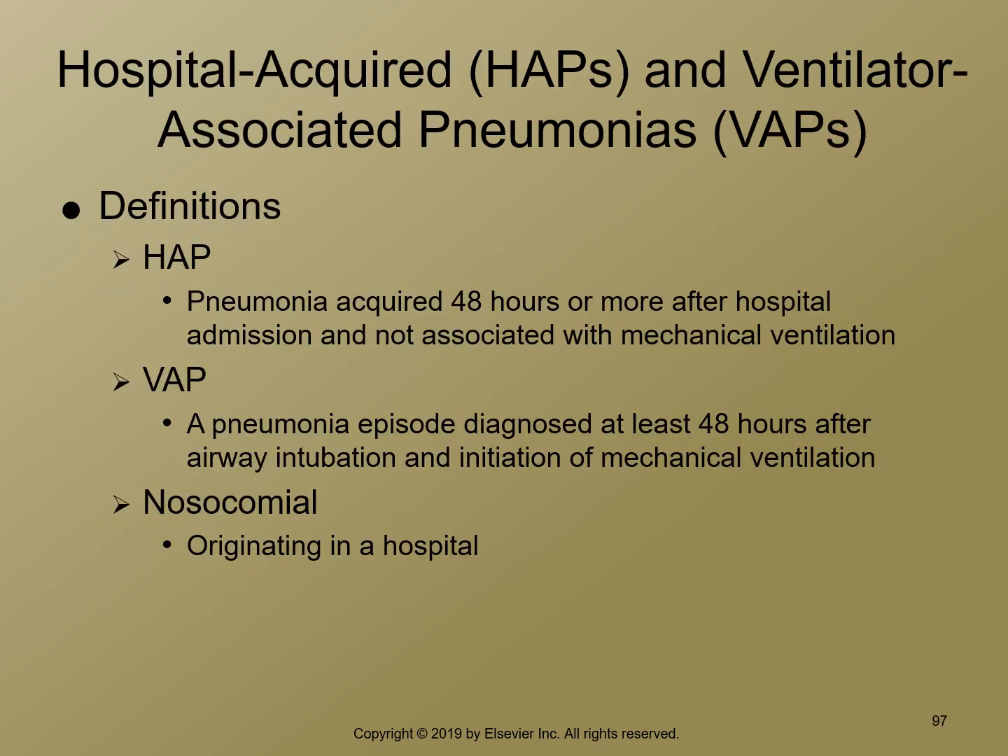So now the next type of pneumonia we'll talk about are the hospital- or healthcare-acquired pneumonias, and then also ventilator-associated pneumonias. Hospital-acquired pneumonia is one in which the patient acquires infection 48 hours or more after hospital admission, and this category is not associated with mechanical ventilation. VAP, or ventilator-associated pneumonia, is defined as a pneumonia episode diagnosed at least 48 hours after airway intubation and initiation of mechanical ventilation.